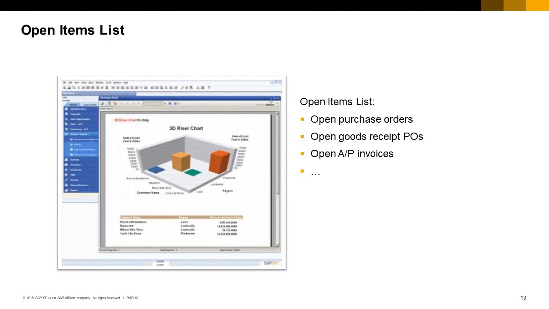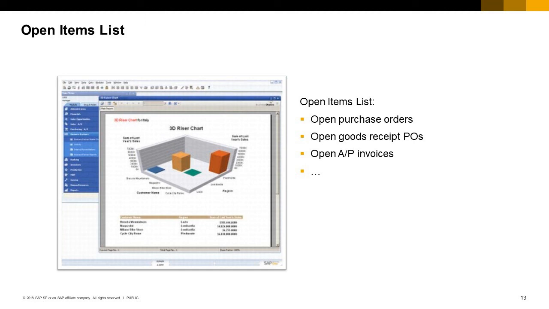The Open Items list is an excellent report for monitoring and managing open marketing documents, such as open purchase orders, open goods receipt POs, and so on. Just choose the type of document you would like to view. You can choose not only open purchasing and sales documents, but also open production orders, inventory transfer requests, and inventory counting documents. This report can be very useful for finding documents for processing.